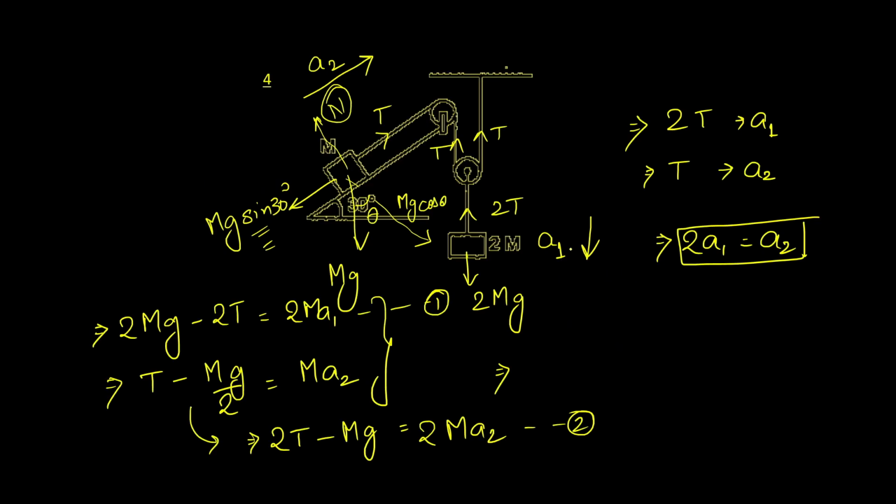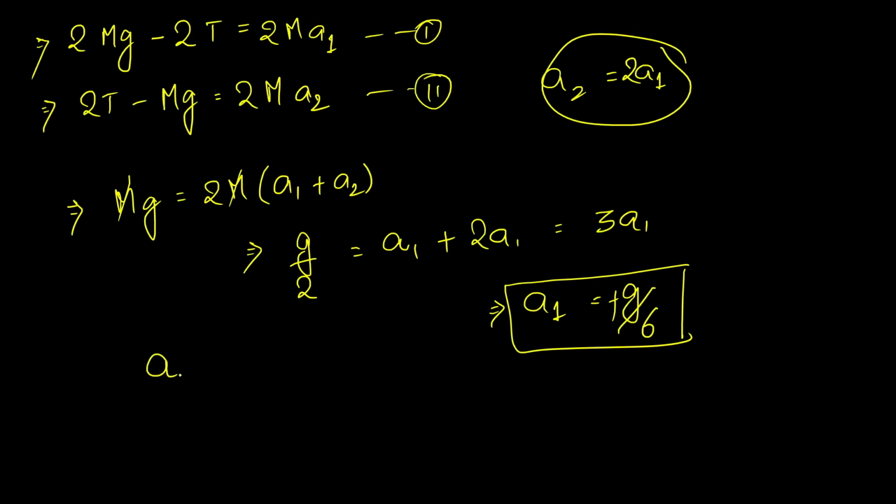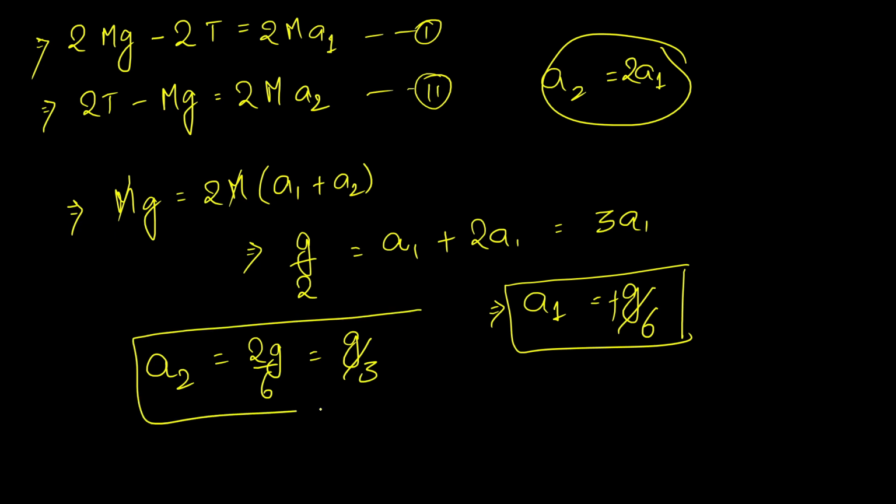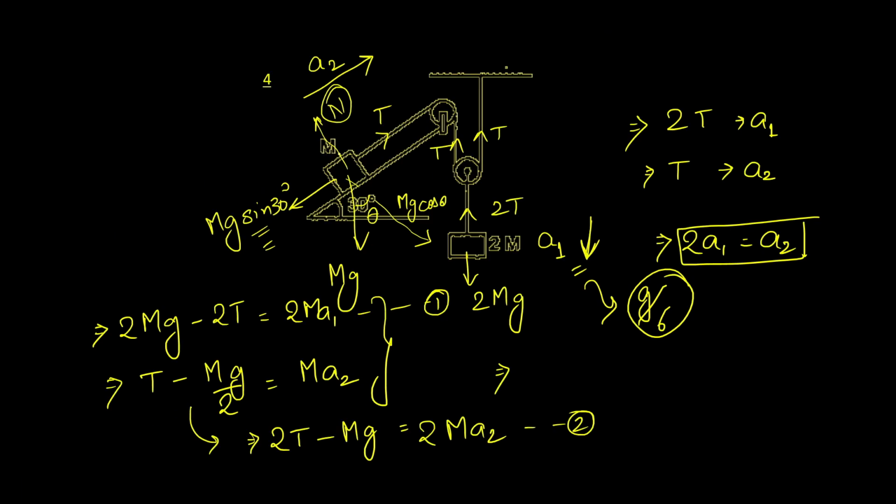And what have we assumed? We have assumed that a1 is moving in the downward direction. So yes, it is okay. a1 is actually moving in the downward direction with an acceleration of g upon 6. For this mass m, a2 will be what? a2 will be 2a1, that is 2g upon 6 or g upon 3. So mass m is going to move in this direction with an acceleration of g upon 3. So that is the answer.